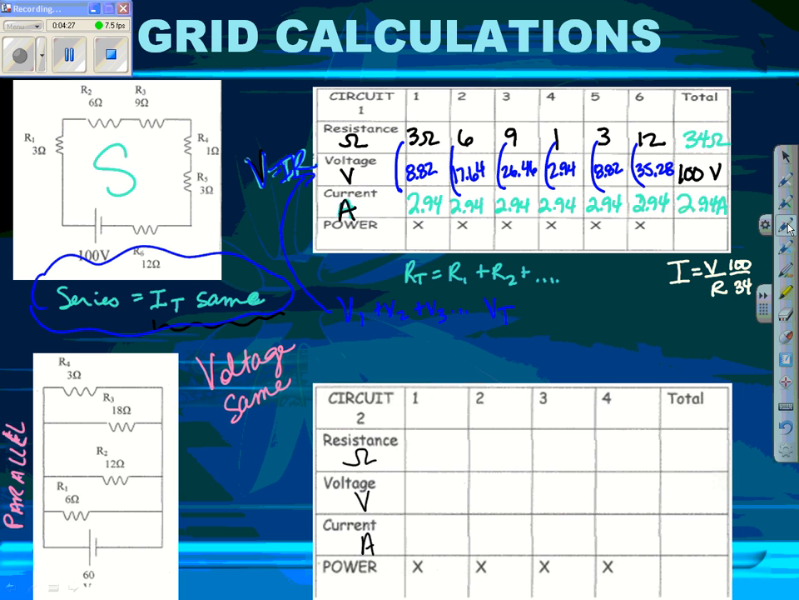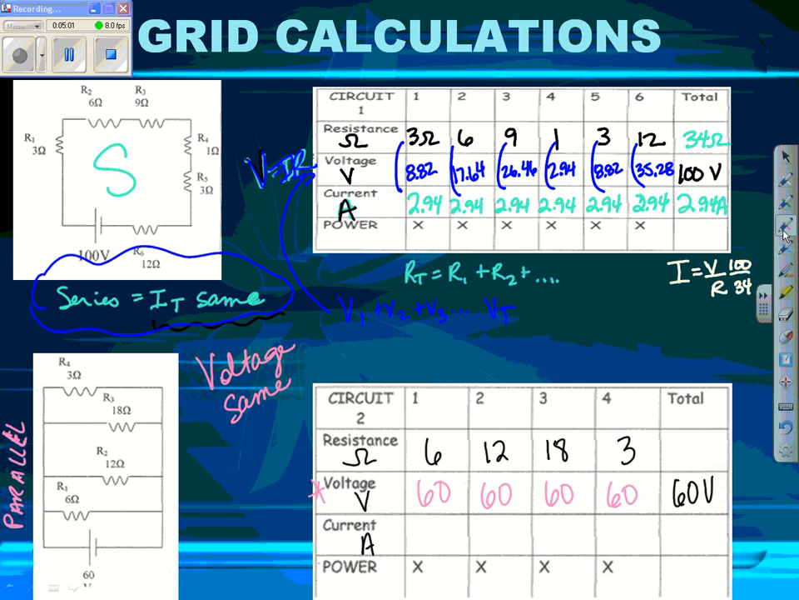Okay, my resistance for 1 is 6, 2 is 12, 3 is 18, and 4 is 3. And my total voltage we already know to be 60 volts. Again, that's identifying your variables. All right. So we can automatically say, because it is a parallel circuit, that voltage is the same everywhere. So 60 goes here, 60 goes here, 60 goes here, and 60 goes here.